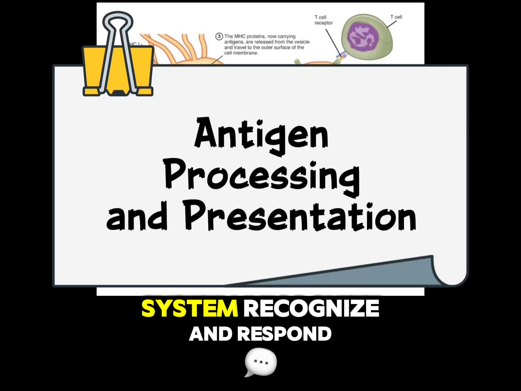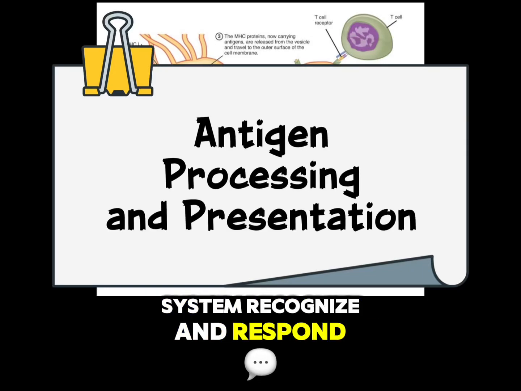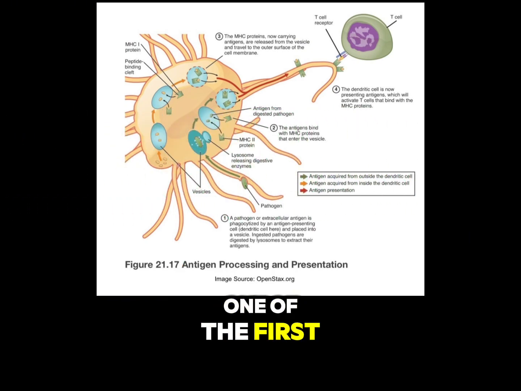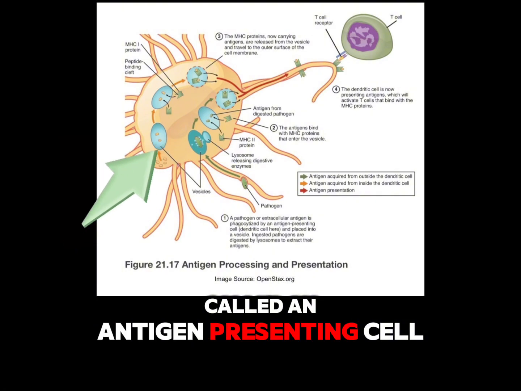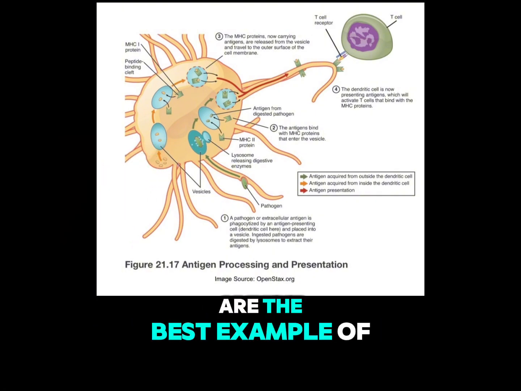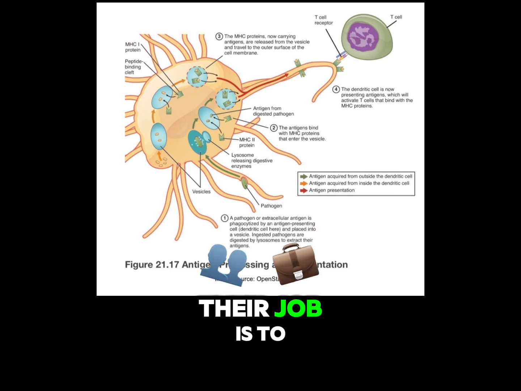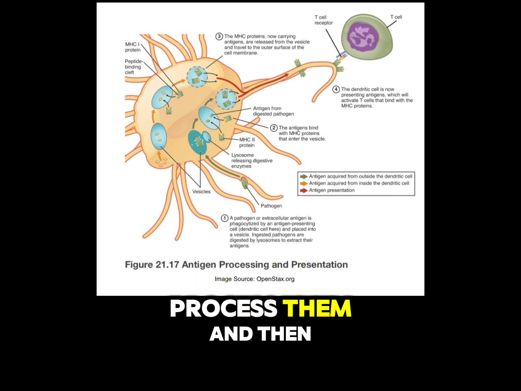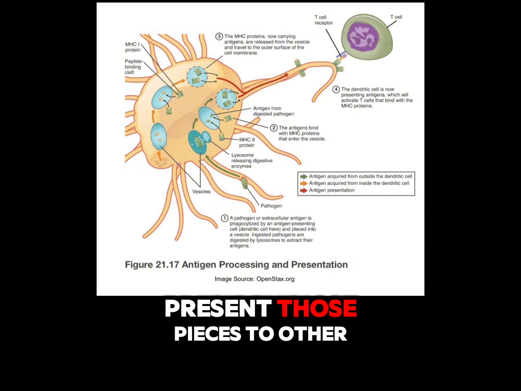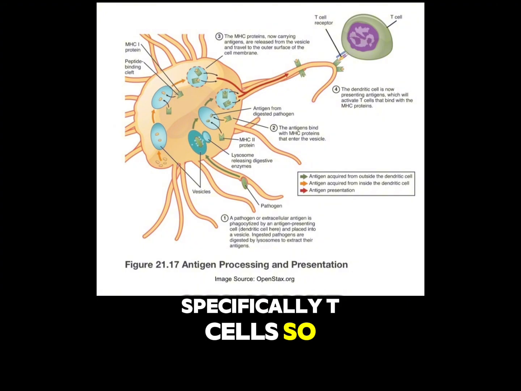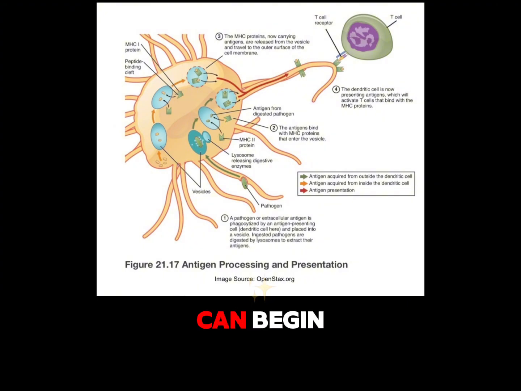How does the immune system recognize and respond to infection? When a pathogen enters the body, one of the first responders is a special type of immune cell called an antigen-presenting cell, or APC. Dendritic cells are the best example of this type. Their job is to capture pieces of the invader, process them, and then present those pieces to other immune cells, specifically T cells, so the adaptive immune response can begin.